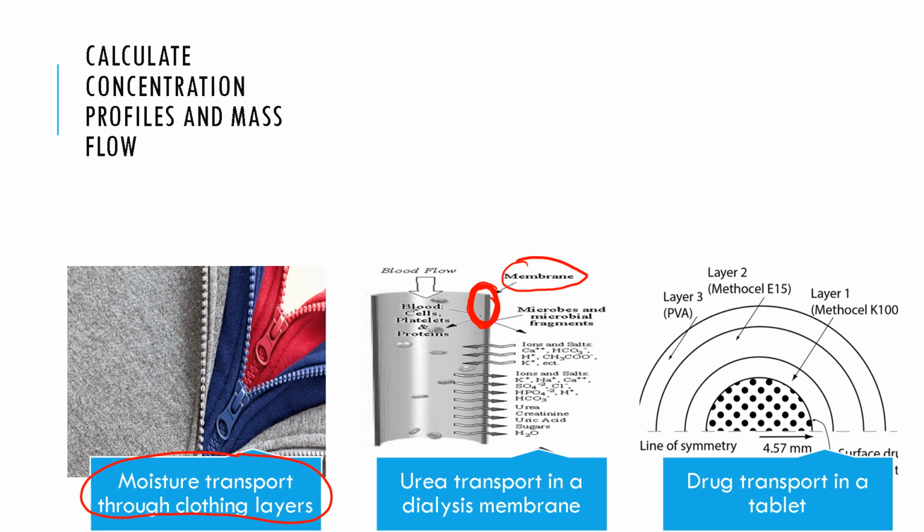Likewise, there can be multiple resistances in a spherical geometry. For example, drug diffusion through multiple layers of the drug coating. And so our goal would be, how do we get mass flow for these two situations, in a spherical geometry or in a cylindrical geometry?